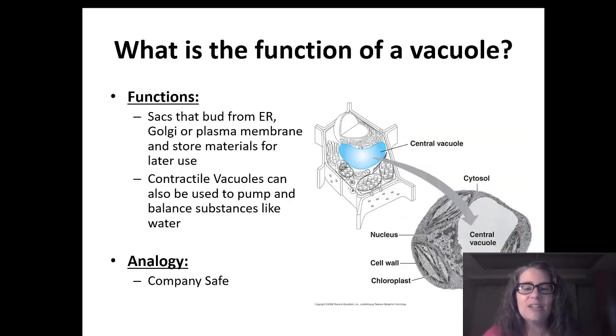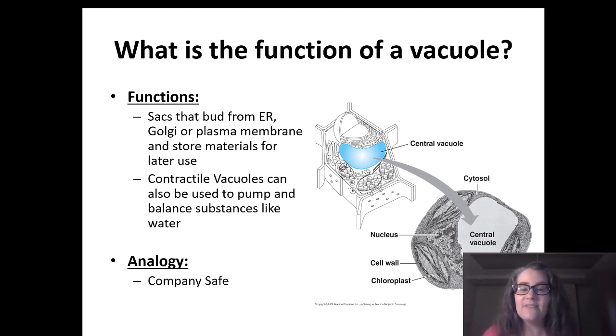Another structure is a vacuole. A vacuole is for storage. So it's like the company safe. This can store things like sugars or water and store things for later. Some kinds of vacuoles are contractile vacuoles. That means they're like pumps. So they'll store things, but also maybe pump them to other places, either out of the cell or into the cell, these kinds of things.